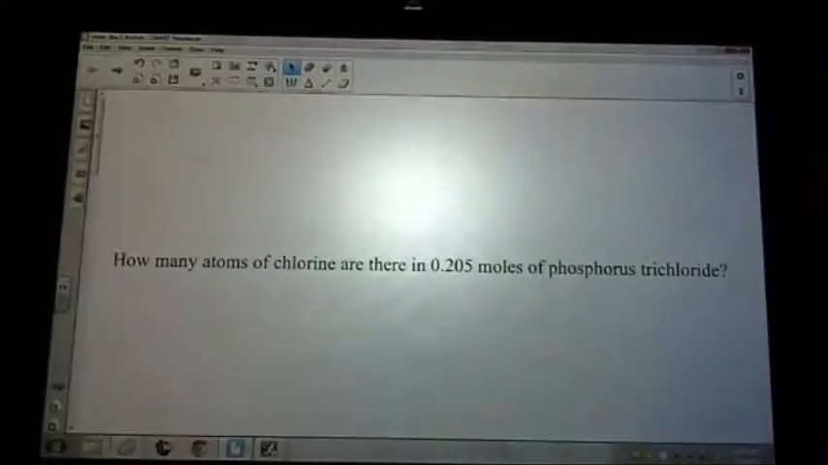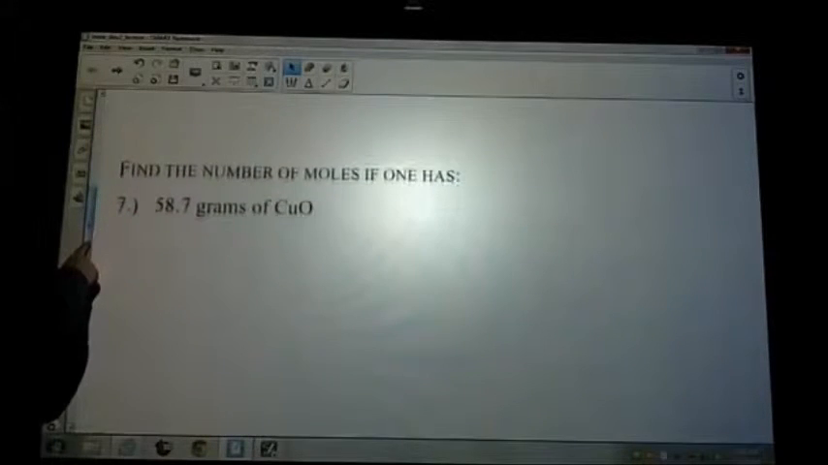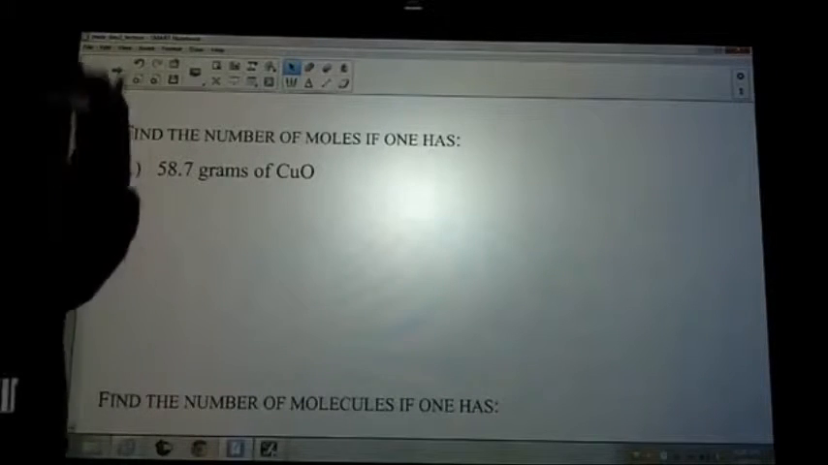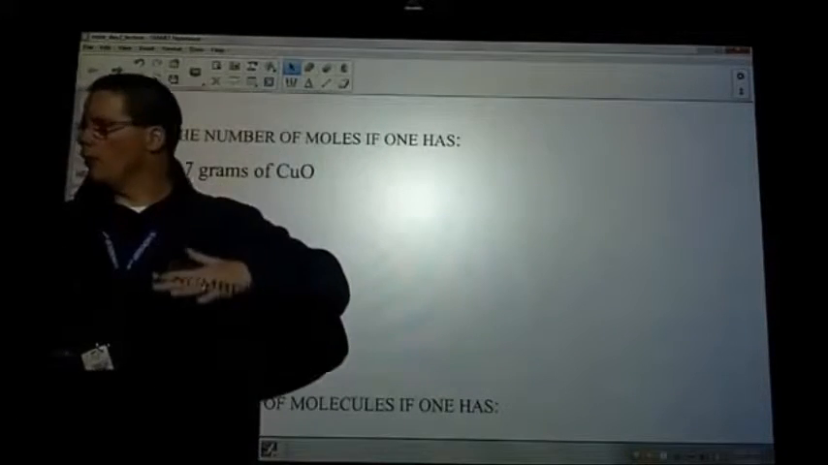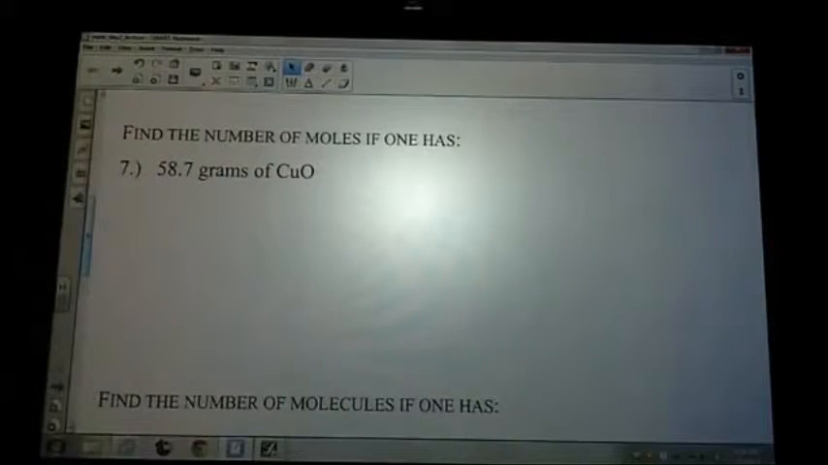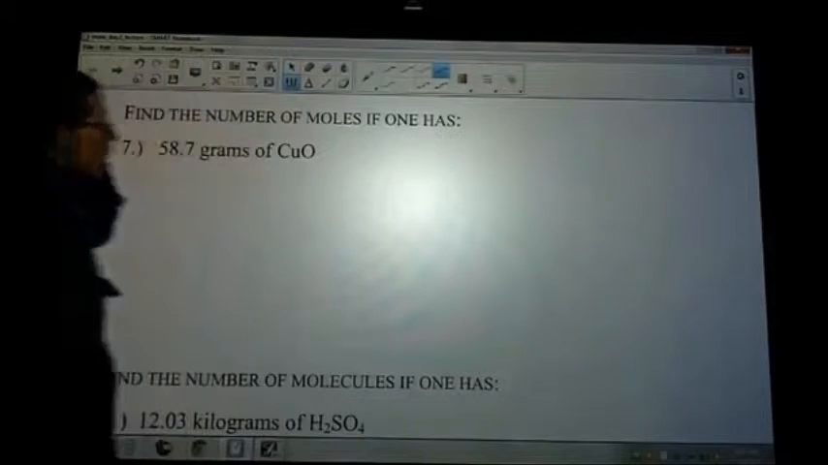Look at your homework here. Question number 7 on your homework. Again, those first 6, I believe, are just molar mass, the things that you did last night for homework, so I'm not going to work any of those out. You're pretty good at those. Just more practice for you.